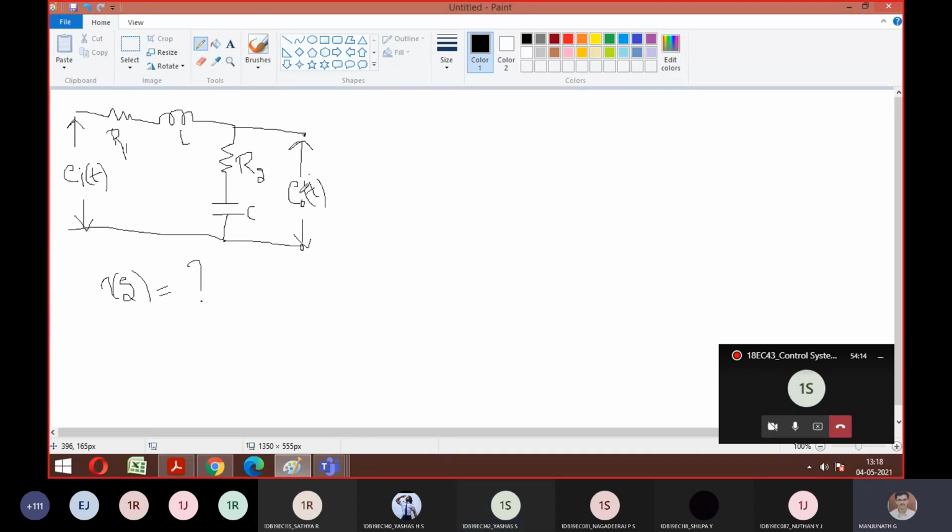So, sir, what is the second equation? R2 i(t) plus 1/C integration of i(t) dt. Good. So the first equation will be Ei(t) equals to, the second will be Eo(t) equals to. So same procedure, apply Laplace.